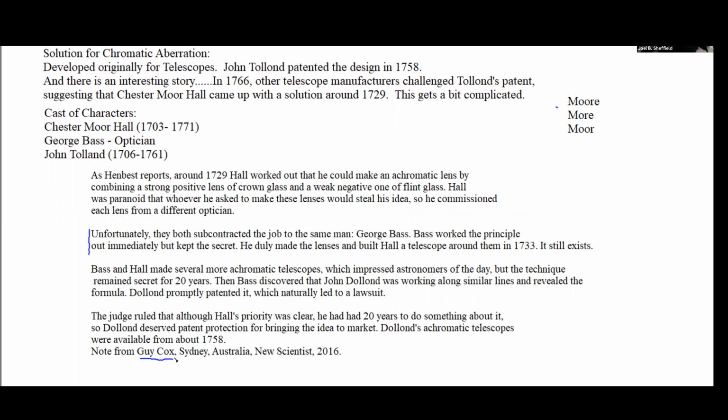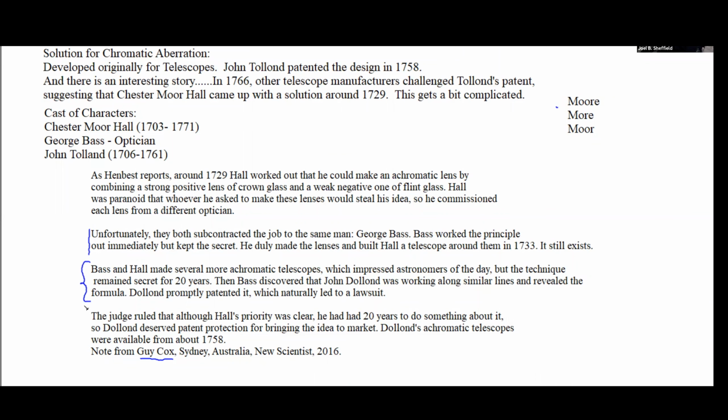So he wrote this for the New Scientist as a letter in response to something that had been submitted about the history. And so these paragraphs come from what Cox had written. What he didn't report, and this is somewhat apocryphal, we don't know for sure if this really happened. What he says is 20 years later, John Toland, who was also interested in developing telescopes, wanted to create an achromatic telescope.